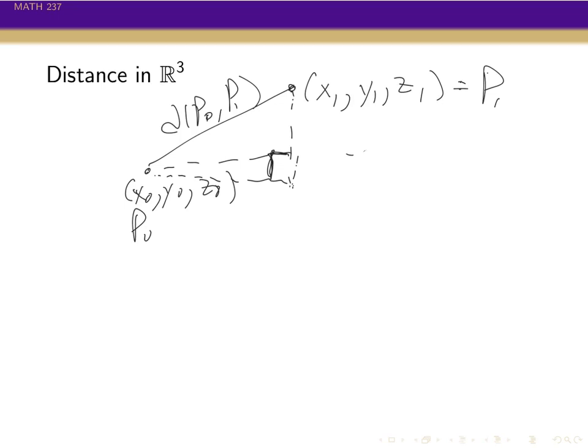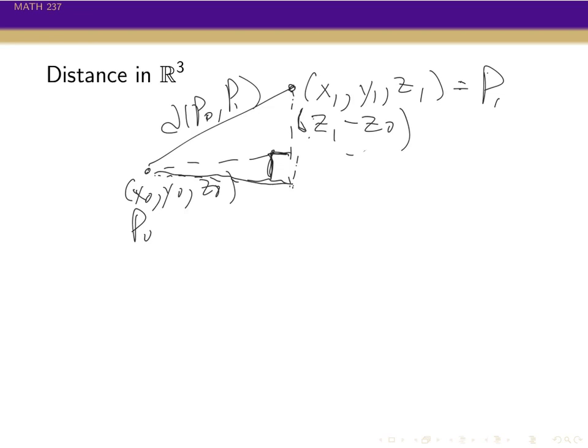Now see, in this right triangle, the height here is just in terms of z. So this height here is just going to be the difference between the z coordinates. Because it is going purely up, it's going to be z1 minus z naught. But for this length on the bottom, both the x and the y coordinates are changing.